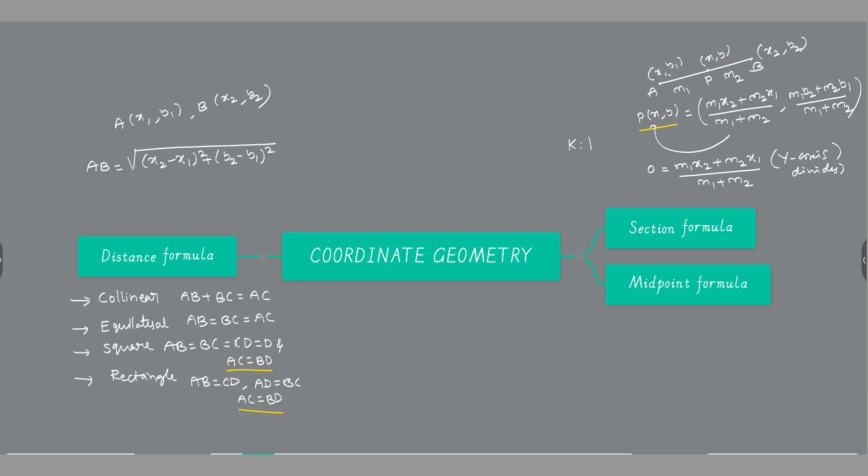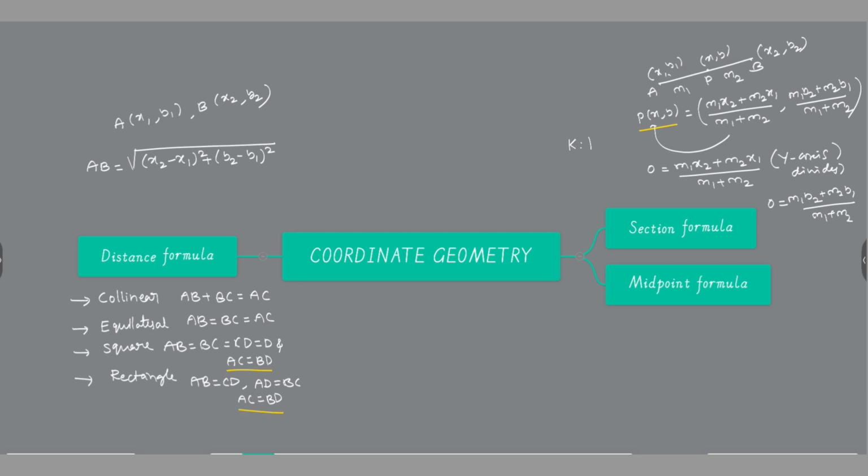Similarly, they ask you in which ratio the x-axis divides. In that case, 0 is equal to (m1 y2 plus m2 y1) by (m1 plus m2), because whenever the x-axis divides, the y value will be 0. On the x-axis, the y value is 0, so the y coordinate should be equated to 0. From this we get the value of the ratio.